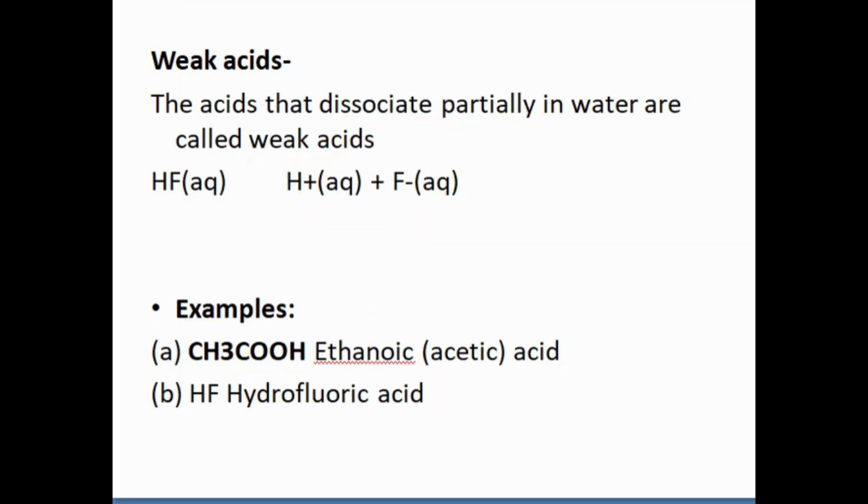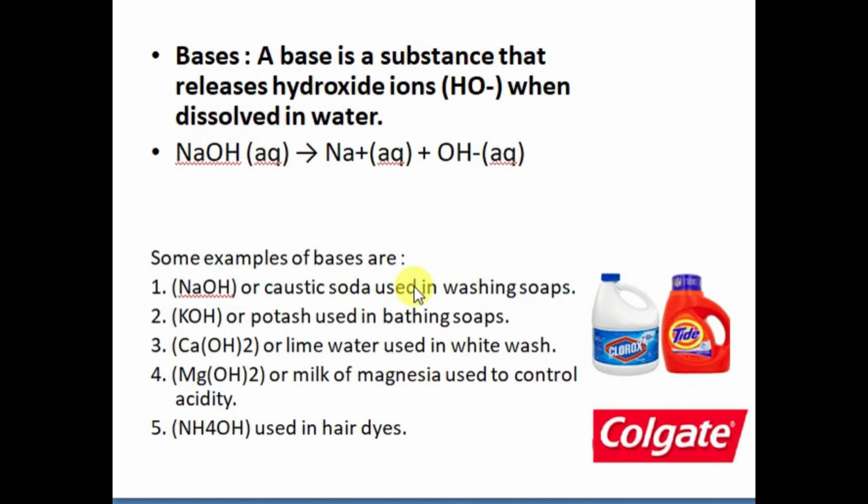Now we have bases. Bases are substances that will release OH minus ions. And in litmus paper, bases will change red litmus to blue. Acids will change blue litmus to red. Learn this also because this is also very important. Now this is a reaction. Here you will see that NaOH, which is a base, is getting dissociated into Na plus and OH minus.